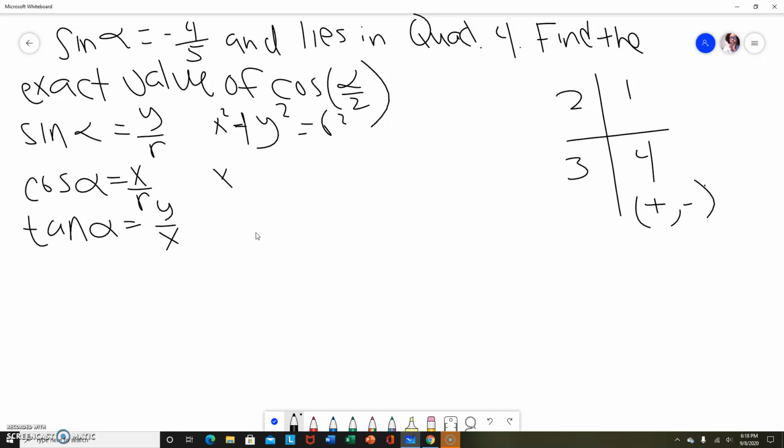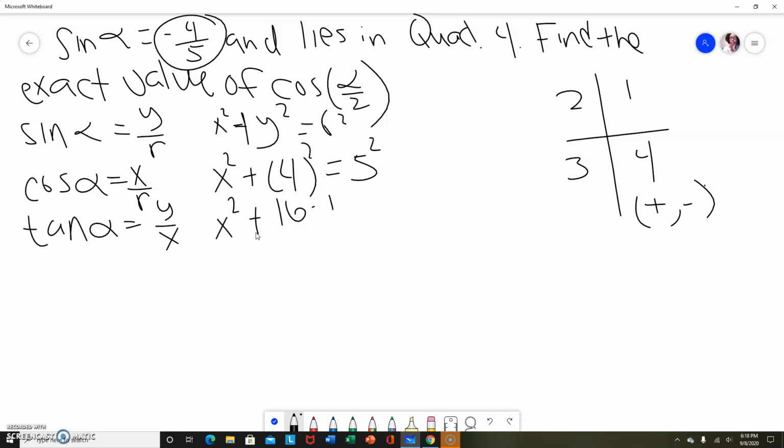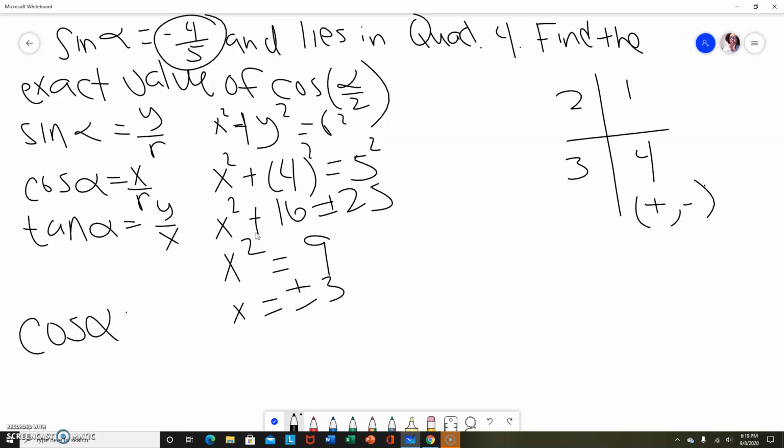So I have x squared plus y squared, plugging in what I have, which is going to give me x squared plus 4 squared is equal to 5 squared, just using this information that they've given me. So x squared plus 16 is equal to 25. So x squared is equal to 9. So x is equal to plus or minus 3, and we have to decide which one it is. We just said x has to be positive in quadrant 4. So that means that my cosine of alpha is equal to 3 over 5. We already knew r. Okay?